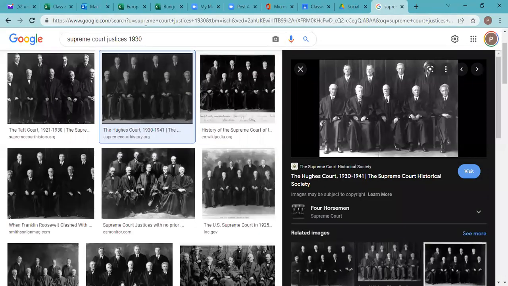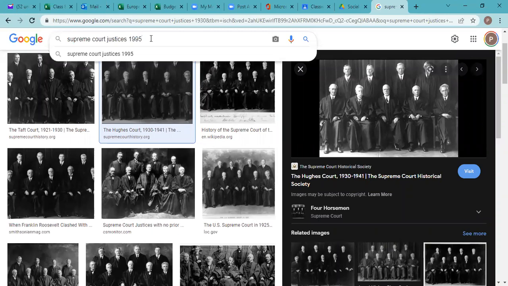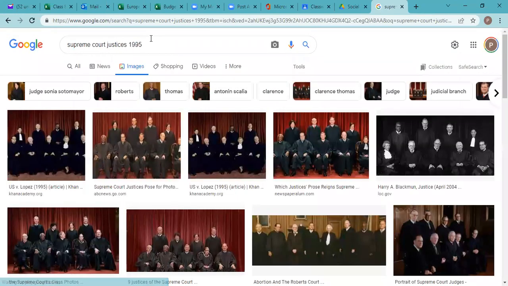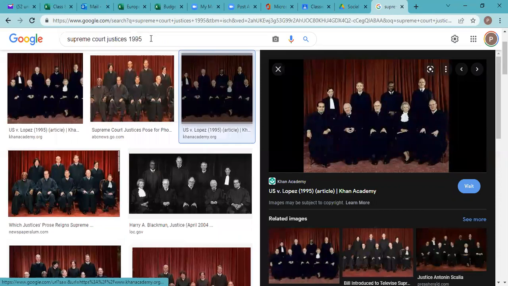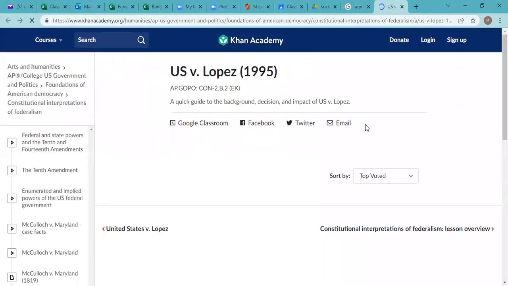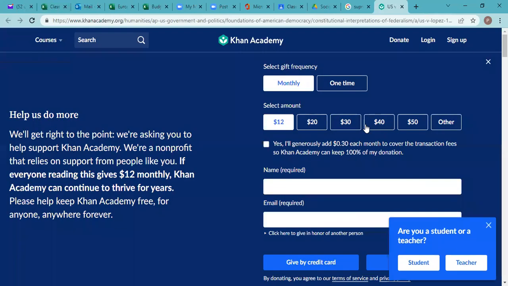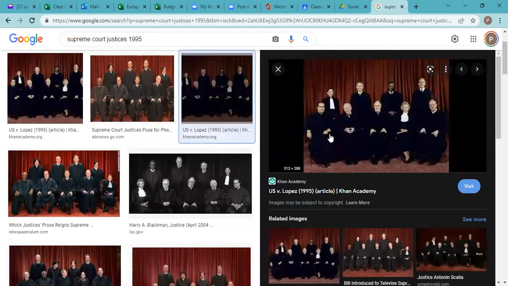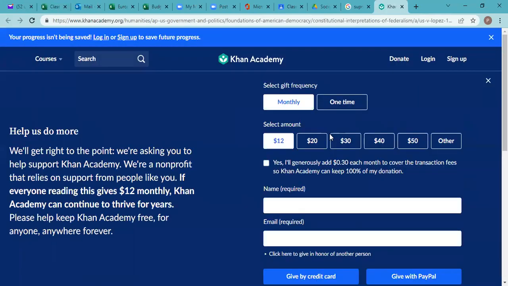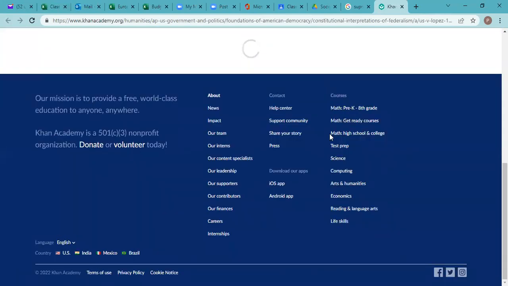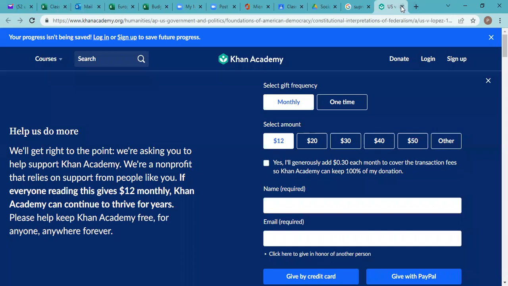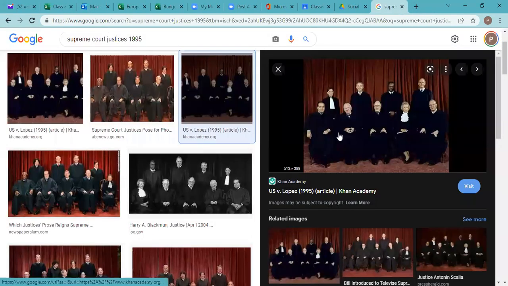Let's jump to 1995. Let's see if there's any changes. There should be some kind of change. 1995. Here we go. Ruth Bader Ginsburg is in that picture, as is, let's see. Okay, let's see. Oh, it's not got the picture. Darn it. All right.